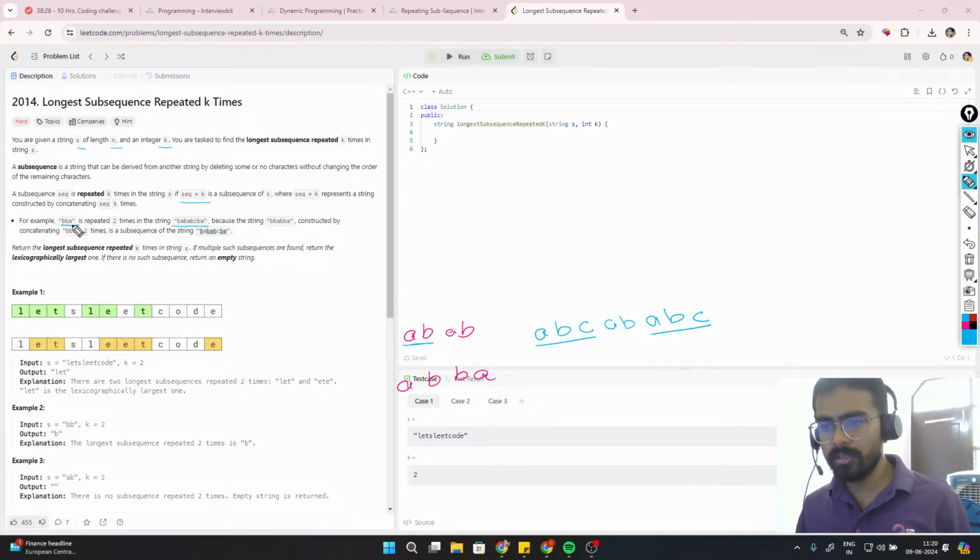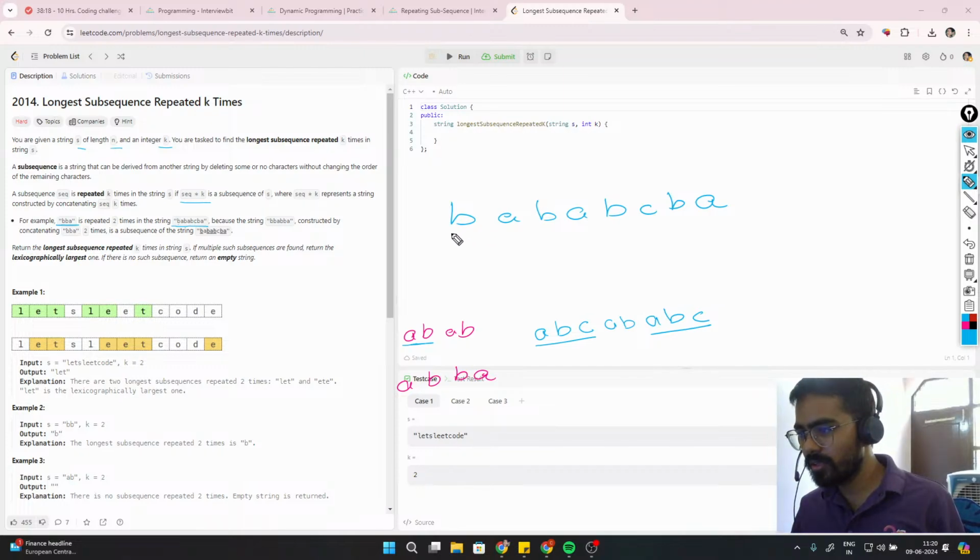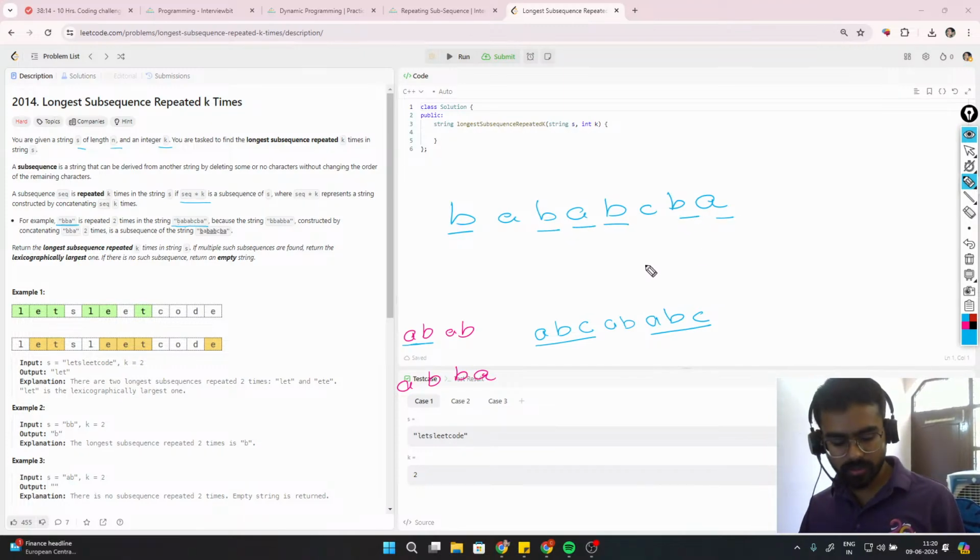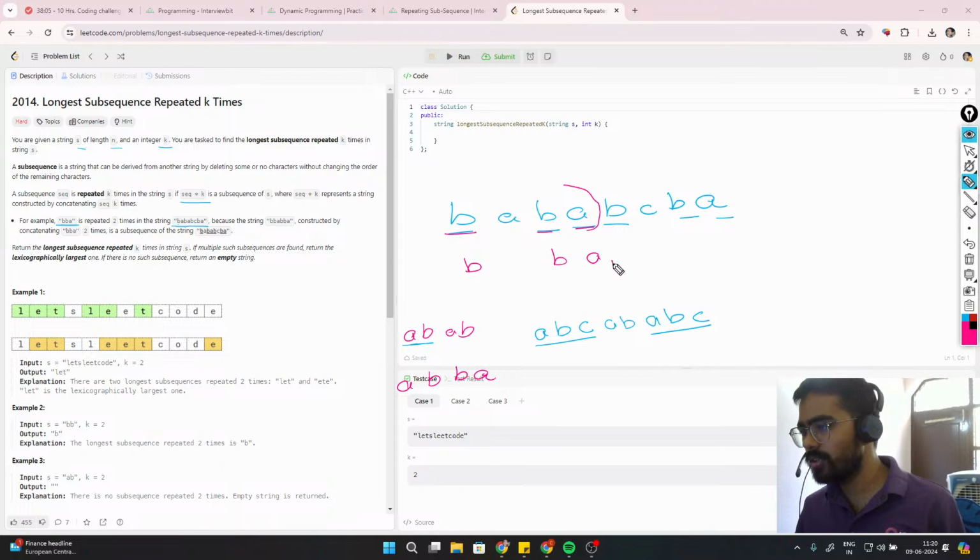So for example, this was my string, and what it is saying is BBA and BBA. We have two subsequences which are the same. So if I pick this BA and again BBA, we get a subsequence BBA and a subsequence BBA.